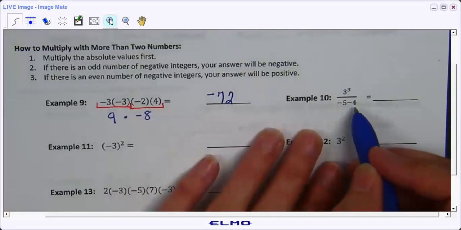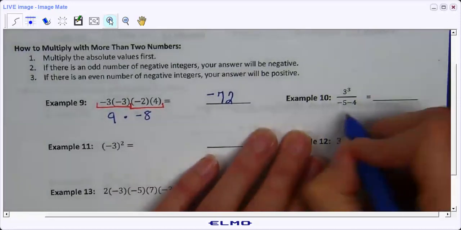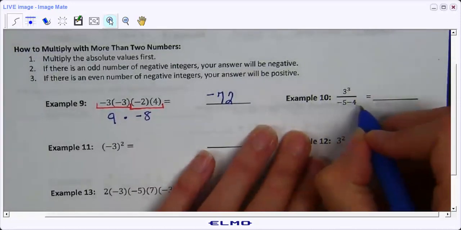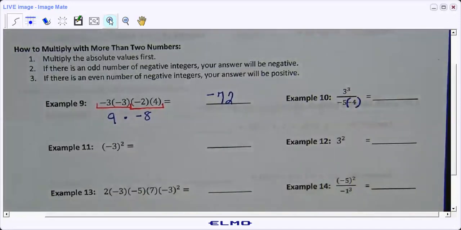On number 10, I want you to change something real quick. This -5 and -4, I want you to put a parentheses around -4 because we're going to multiply those together, okay?